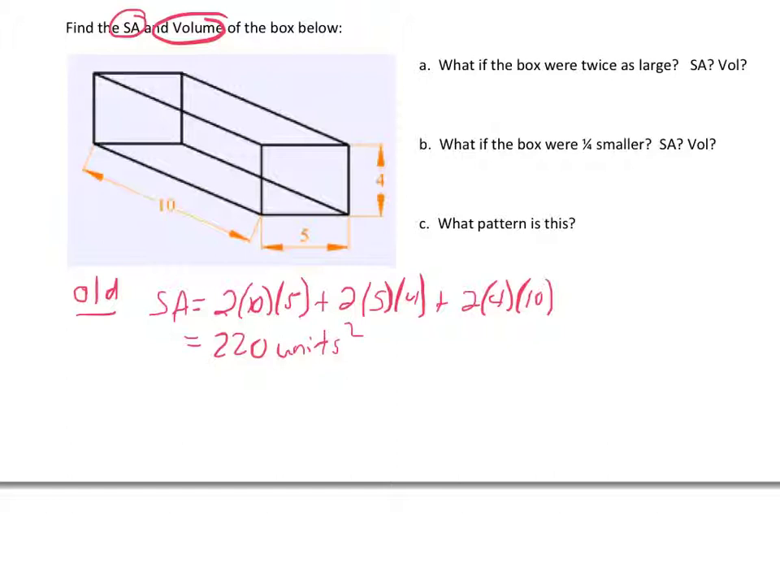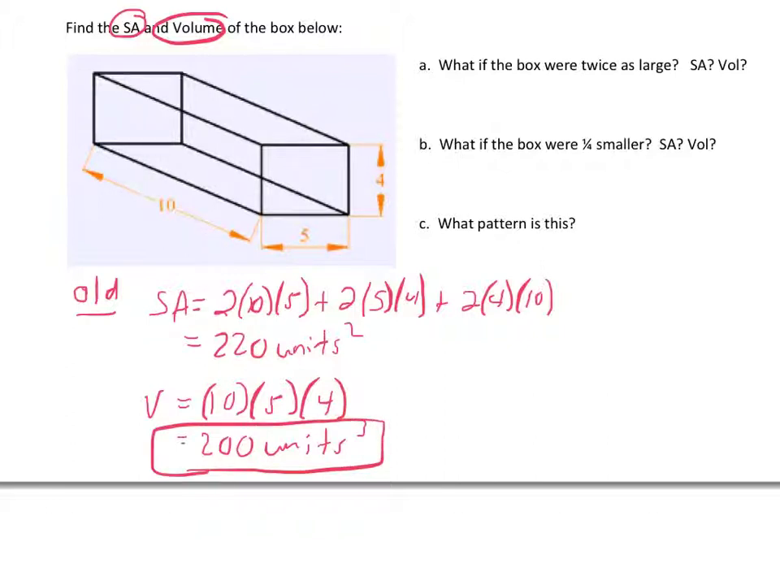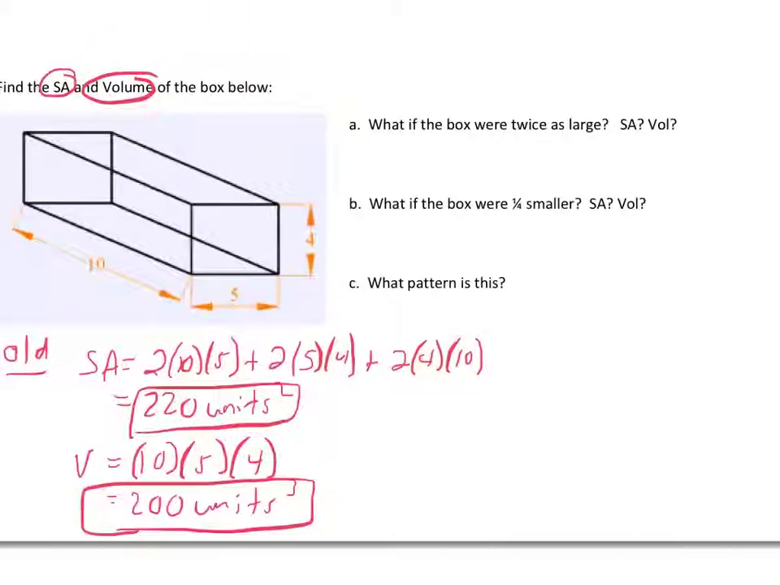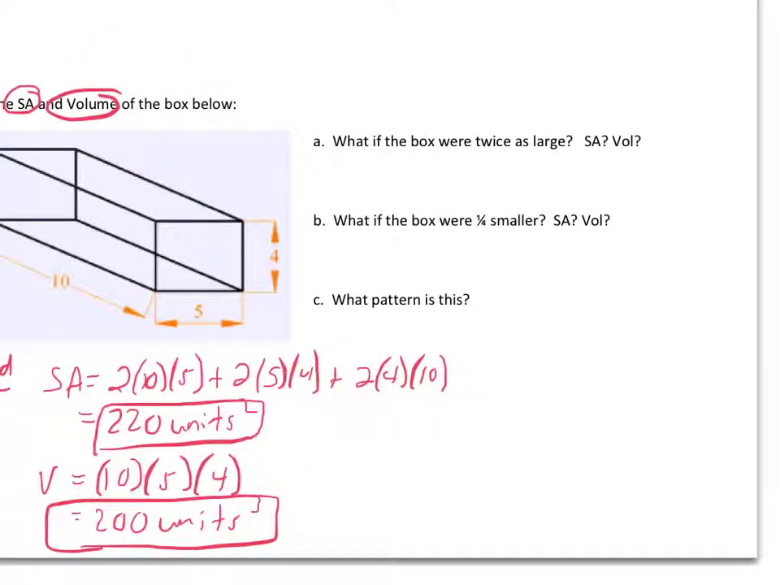squared. The volume is length times width times height, or however you want to label it. And that gives you 200 units cubed. So those are the original surface area and volume.